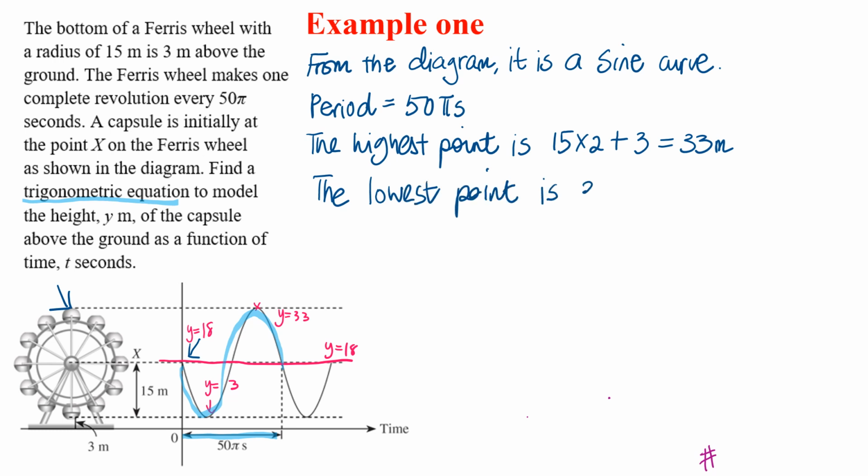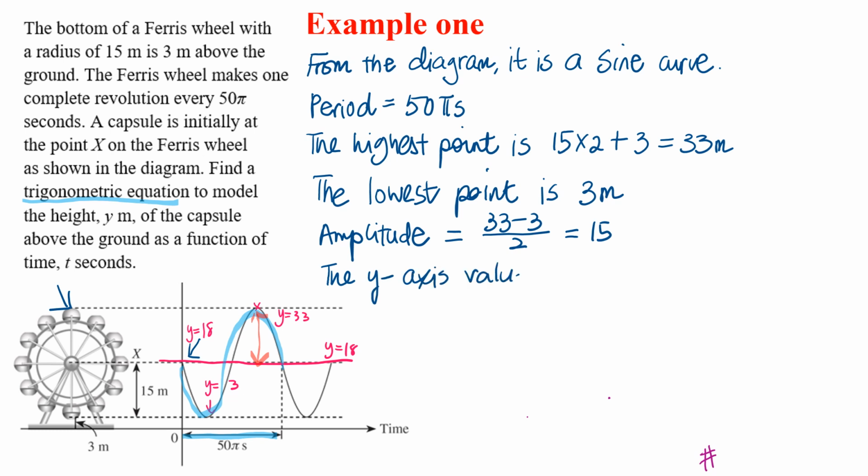These are the pieces of information that I've mentioned just now. The amplitude will be the highest minus the lowest divided by 2, which gives you 15. Actually, you can just tell the amplitude from the graph, that is 15 meters, even without taking 33 minus 3 divided by 2. And then the y-axis value is this value here. Also from the graph, you can tell it's 18. Otherwise, it is just the amplitude plus 3 meters.